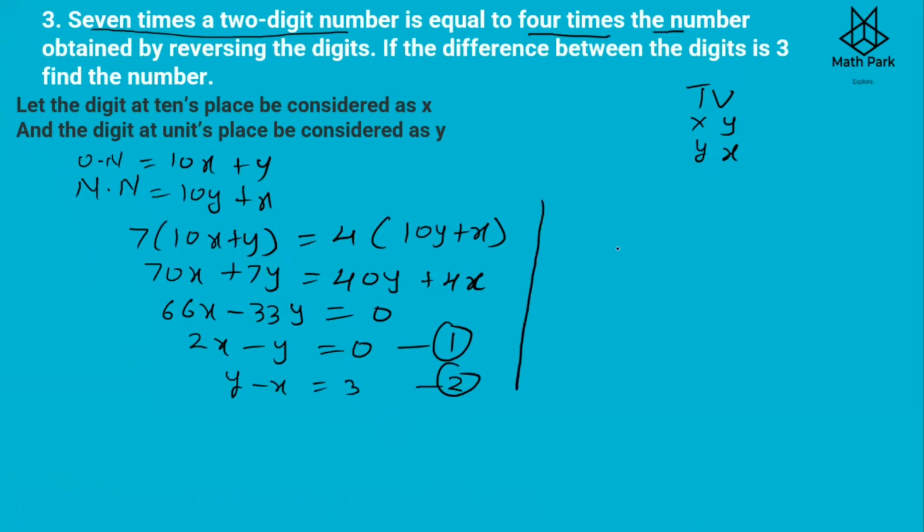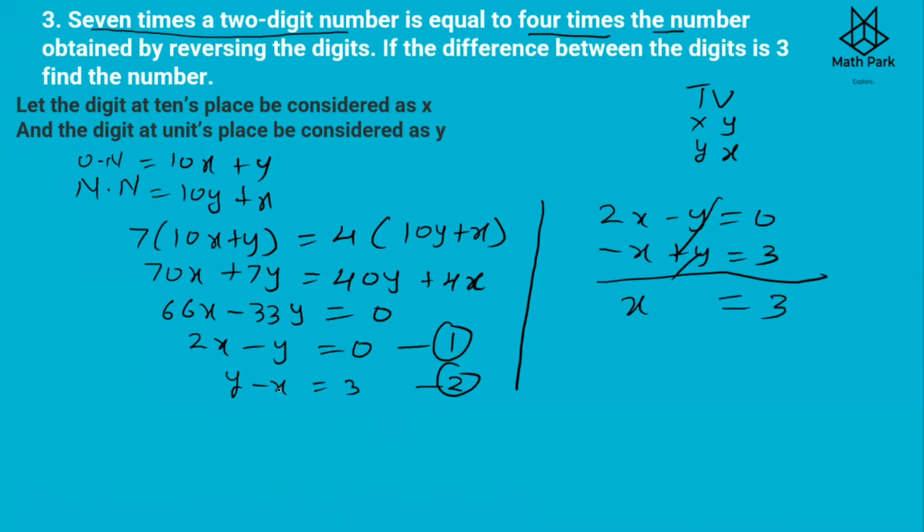So solving these two equations, we have 2x minus y is equal to 0 and minus x plus y is equal to 3. You get the y eliminated. 2x minus x is x and we get 3 here. x is equal to 3.